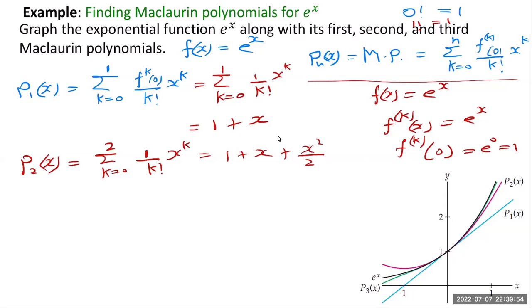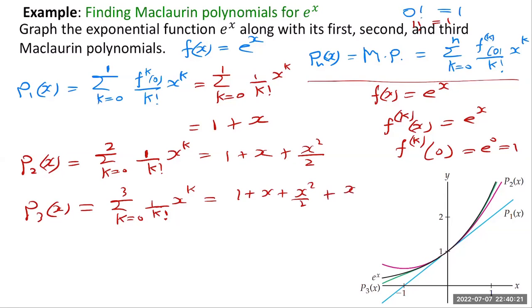And then we want to find the third Maclaurin polynomial. I'm not going to show the calculation here. I will just write the answer. This time k goes from 0 to 3, 1 over k factorial times x to the power k. If you expand this, you should get 1 plus x plus x squared over 2 plus x cubed over 6. These are the three Maclaurin polynomials that we were asked to find.